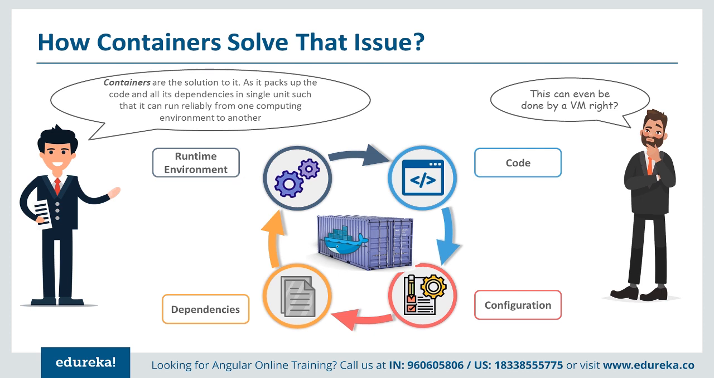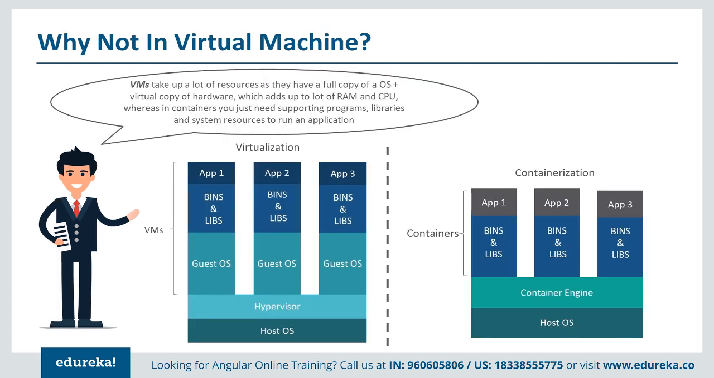So what all are you going to carry? Your code, your configuration settings, your dependencies, your runtime environments, you are carrying along with the shipment. This can even be done by a virtual machine. But if you use a virtual machine, it takes a lot of memory because every virtual machine will have its own operating system running. You have to maintain multiple operating systems. Virtual machines take up a lot of resources as they have a full copy of the operating system and a virtual copy of hardware, which adds up a lot of RAM and CPU, whereas in containers, you just need the supporting program libraries and the runtime environment. You don't need to carry all those things.